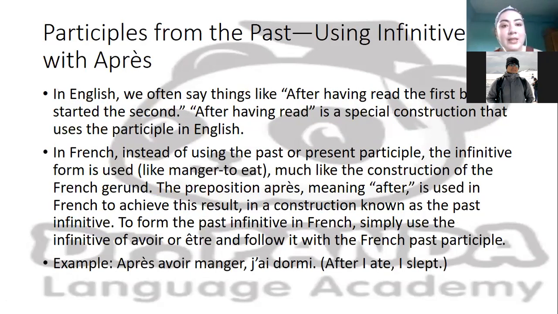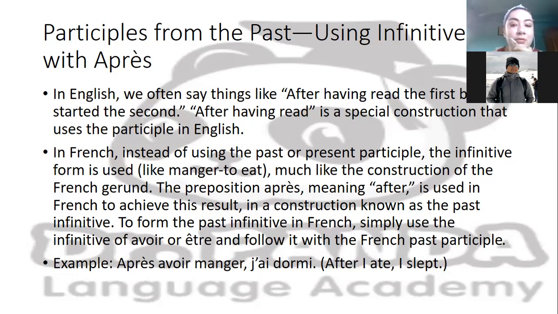And then you have participles from the past using infinitives with après. Okay, so in English, we often say things like, after having read the first book, I started the second. After having read is a special construction that uses the participle in English. In French, instead of using the past or present participle, the infinitive form is used, like manger, or to eat. Much like the construction of the French gerund. The preposition après, meaning after, is used in French to achieve this result, in a construction known as the past infinitive.